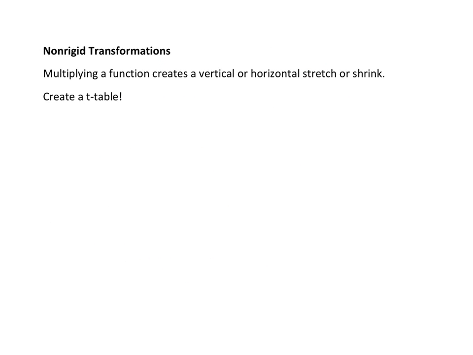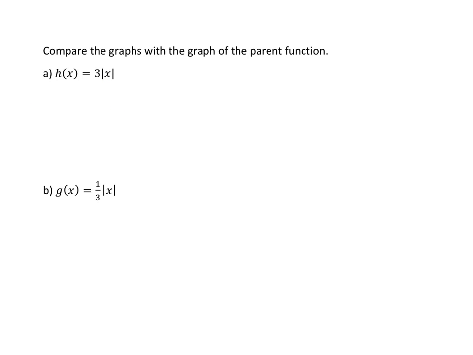When you get a function that has been multiplied either on the inside or the outside, the easiest way to do this is to create a t-table. Simple x and y values. Okay, compare the graphs. Well, I know what my parent function looks like. Absolute value graph makes a v. And its points are 1, 1, 2, 2, 3, 3. They're very easy. So if I make a graph, my normal points would be 0, 0, 1, 1, and let's go on the other side so we know where that v is, negative 1, 1.